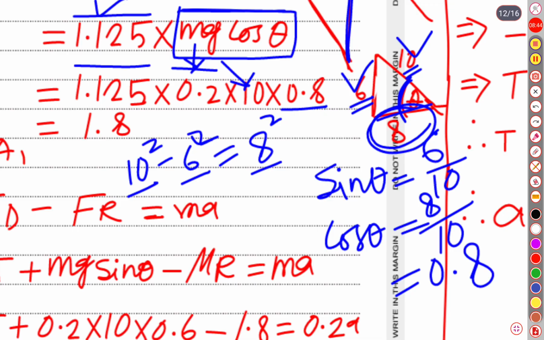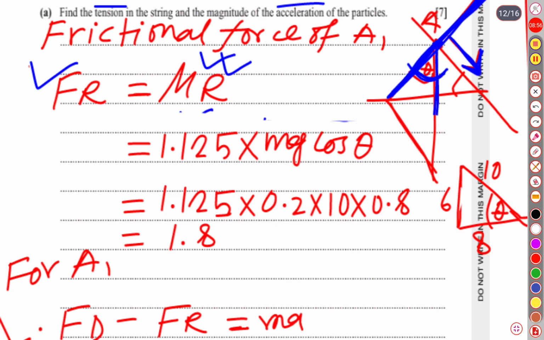For further clarification, if I get time, I will clarify once again. So what have we learned? That cos theta is equal to 0.8. Let me erase these unnecessary parts. So after simplification, we have got that it's 1.8. This is our frictional force.